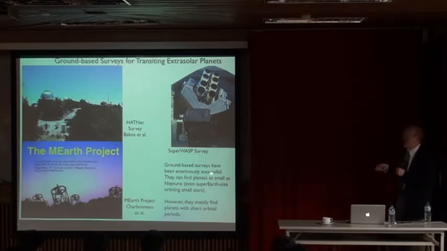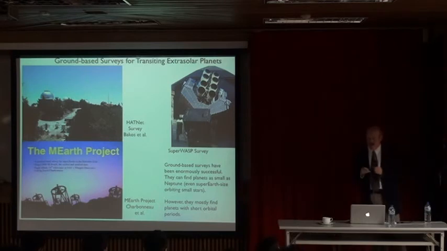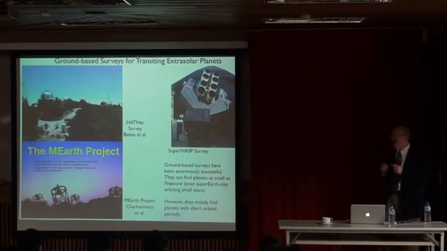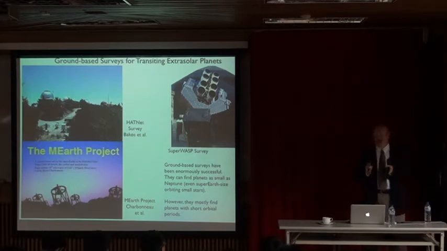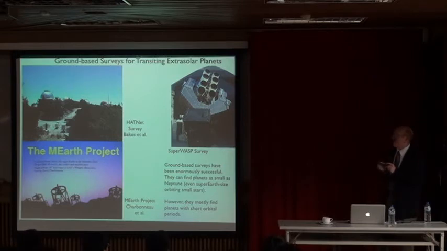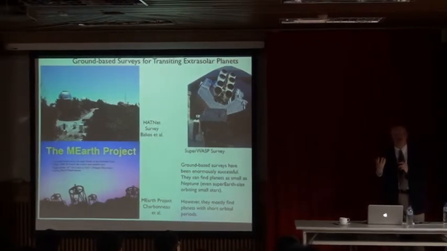Ground-based surveys, as I said, have been very, very successful. They found nearly 100 planets. They can find planets that are as small as Neptune, even smaller than Neptune, super Earth-sized planets, if they're orbiting small stars. However, ground-based surveys only find planets that have short orbital periods. There are very few planets that have orbital periods longer than a few days, 4, 5, 6 days, that are found with these techniques. And that's because, just like with the HST, the Earth gets in the way.